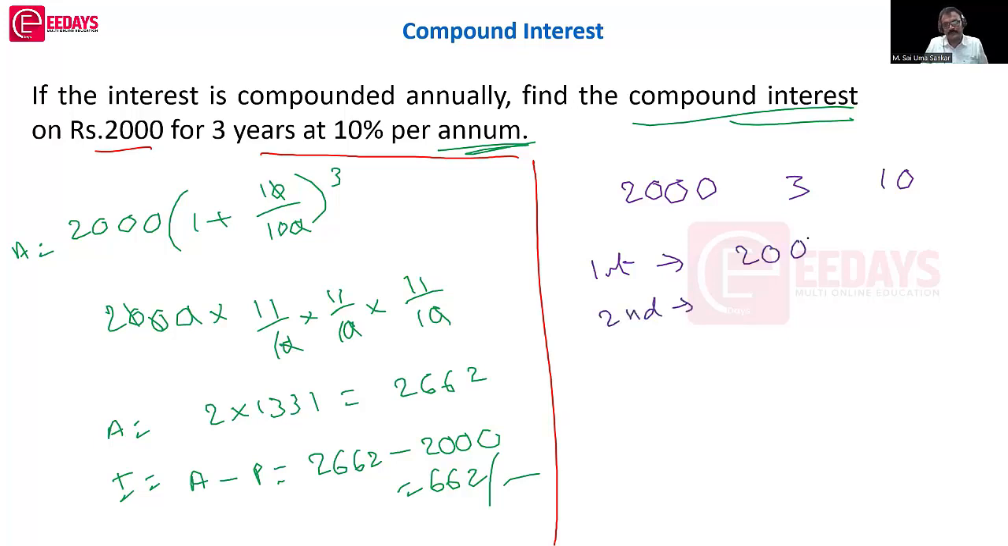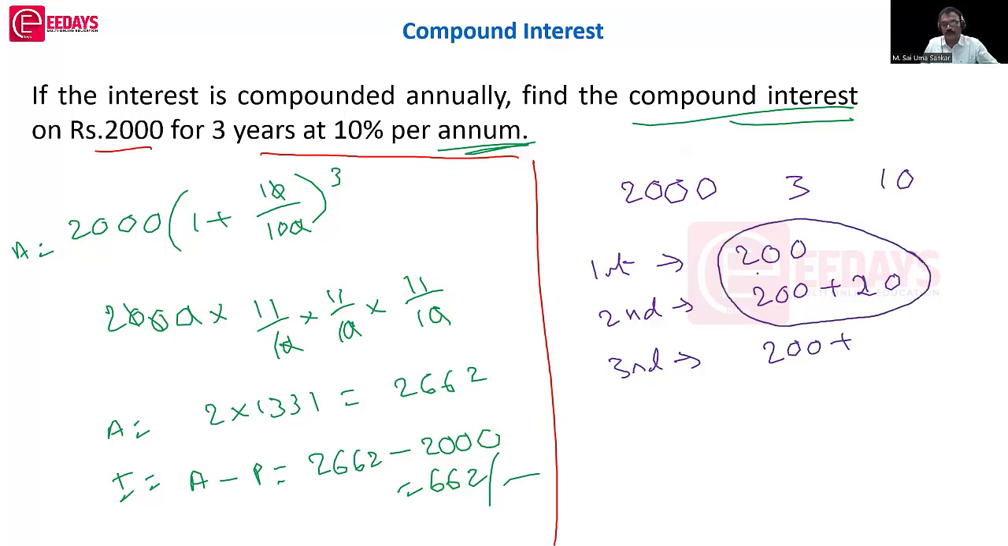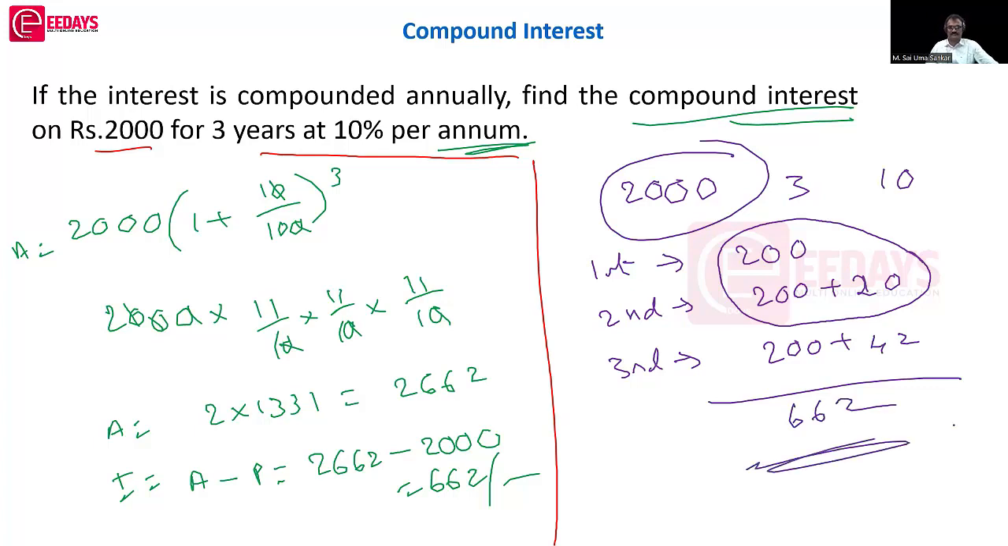Next is second year. 10% of 2,000, that is equal to 200 plus 10% of 200, that is equal to 20. Is it clear? Next, what is the third year? That is equal to 200 plus 10% of this amount. What is this one? 420. So this is equal to 42, or not. What we required? We required compound interest only. So no need to add this one. So just add 662, which is the required answer.